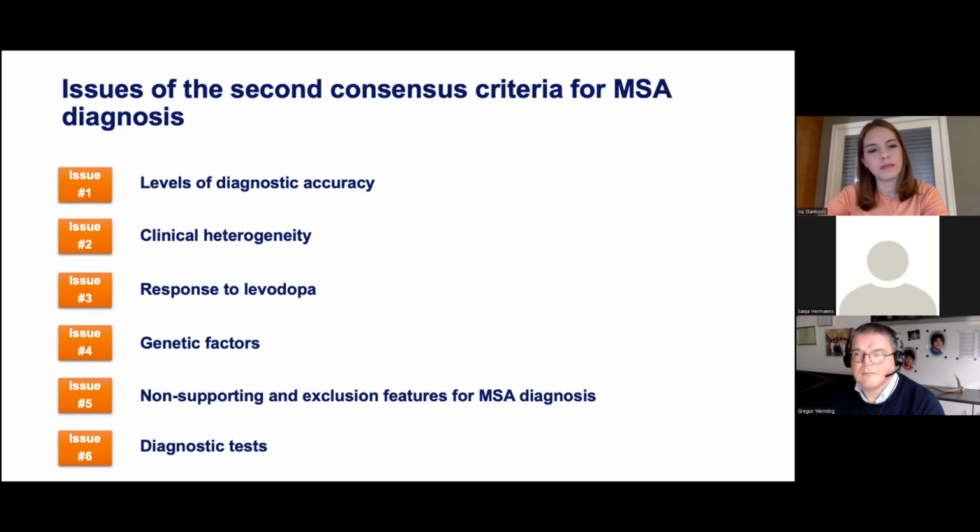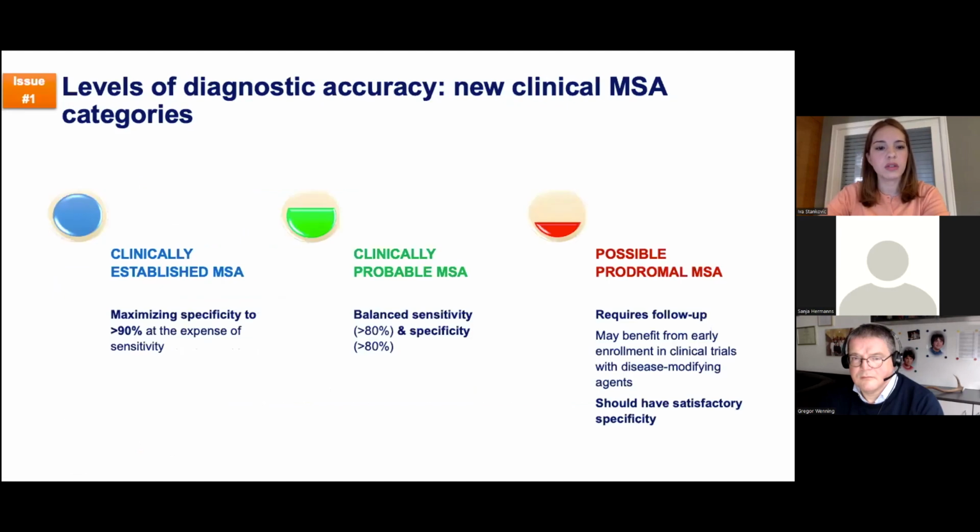Therefore, the Movement Disorder Society study group on MSA tried to identify issues related to the suboptimal accuracy of the second consensus criteria, and we will discuss these issues now. Later, the task force within the Movement Disorder Society was established to drive the revision process and to develop the new criteria.